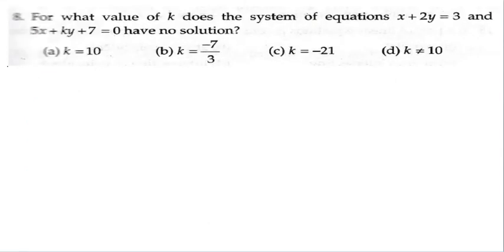Now come to the next. For what value of k does the system of equations x plus 2y equal to 3 and 5x plus ky plus 7 equal to 0 have no solution?